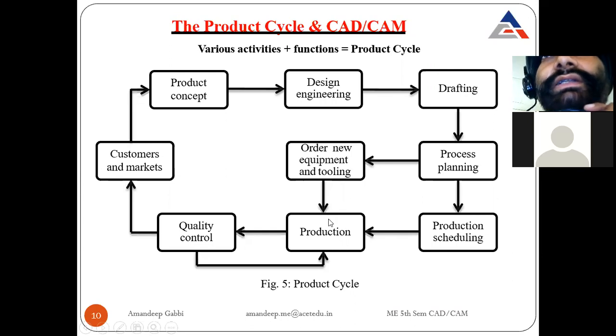The process will go for actual production. Production will start and manufacturing will happen. Then after the product is manufactured, that product will be checked for quality control. Once its quality is okay, then it will reach the market and the customer. Again, you will receive some feedback from the customers and the market. Again, that product will be changed if required. And this is the cycle to produce a product, right?